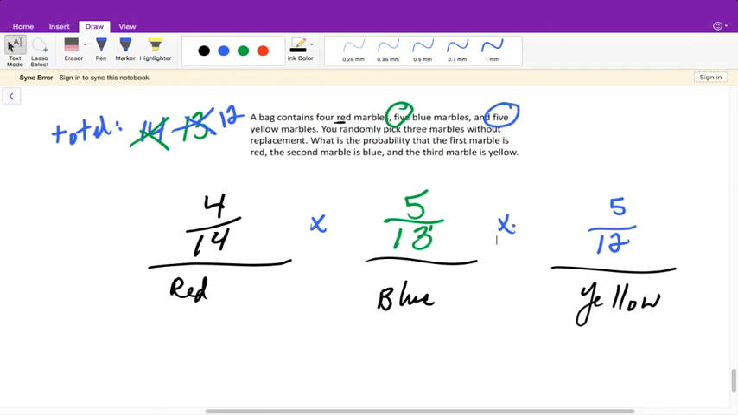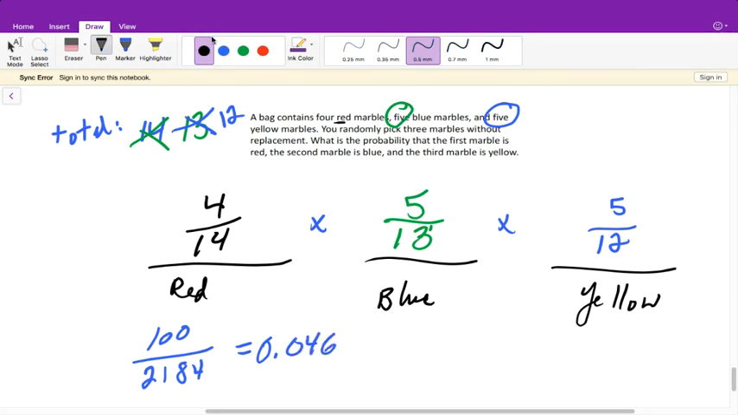So 14 times 13 times 12 is equal to 2,184. And 4 times 5 times 5 is equal to 100. And 100 divided by 2,184 is equal to 0.046. So then the probability of a red, blue, yellow marble is equal to 4.6%.